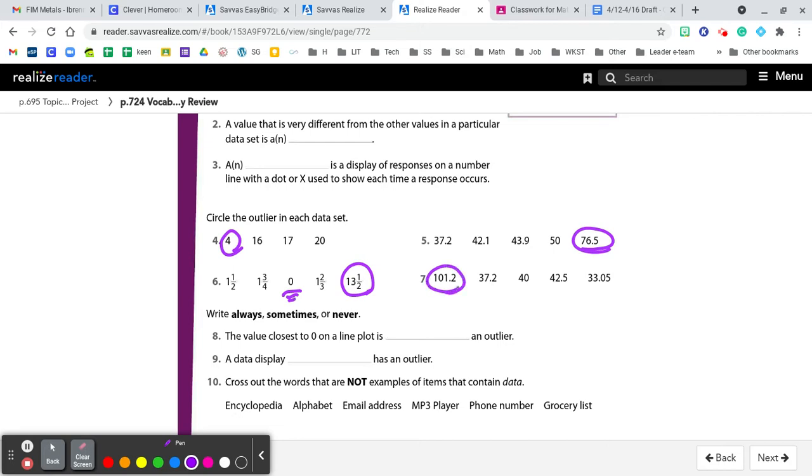The value close to 0 on a plot line is sometimes an outlier. Sometimes it is, sometimes it's not. A data display sometimes has an outlier. They don't always.